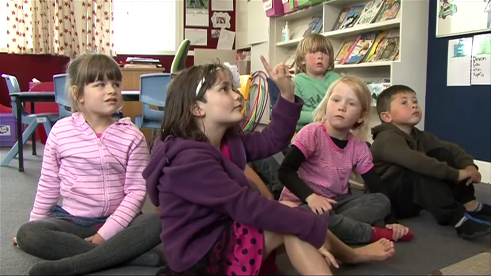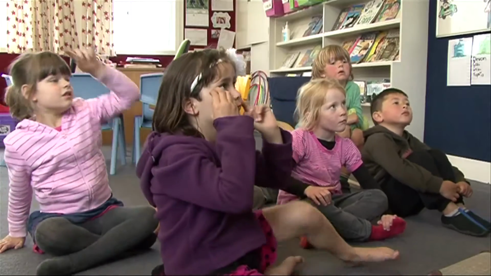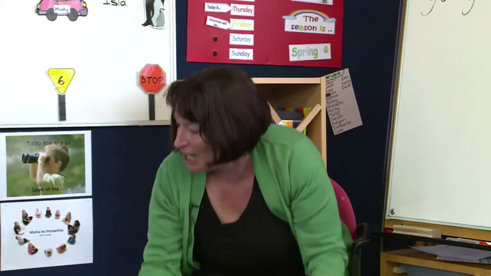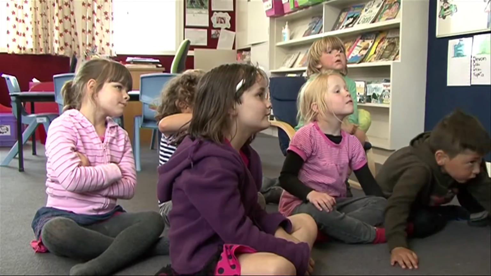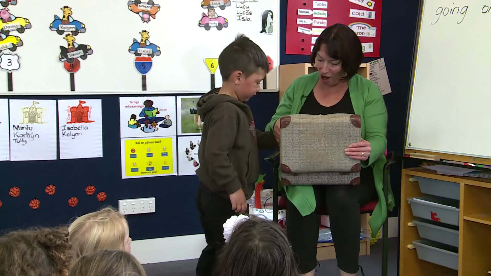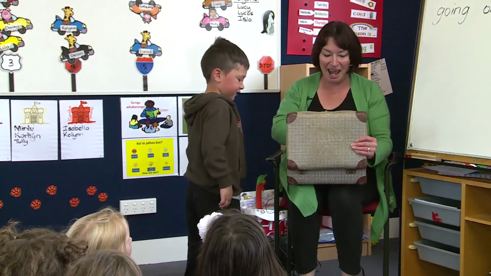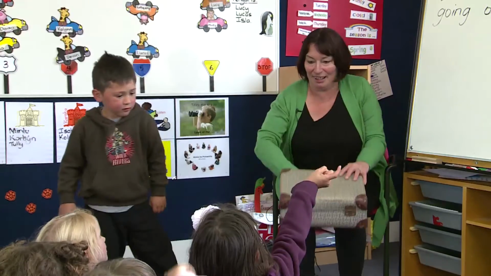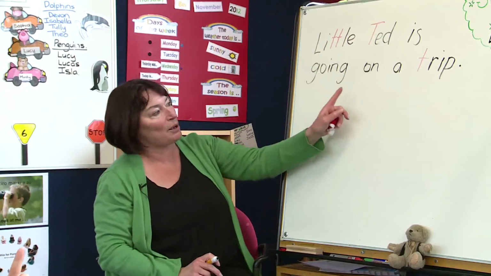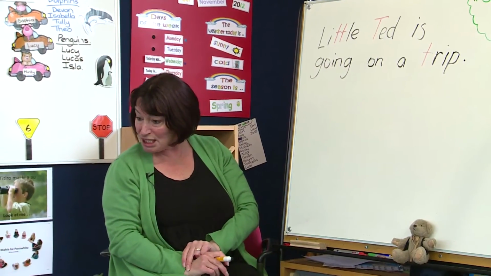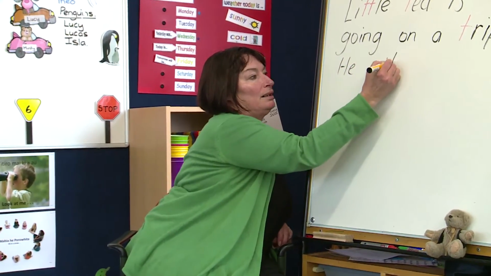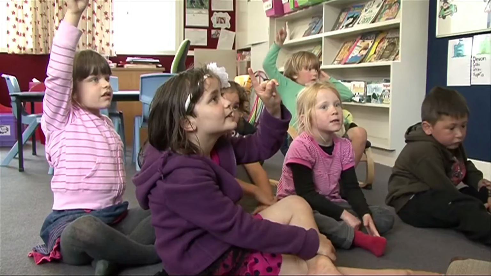Now, let's find out what he is going to take with him, shall we? You open the suitcase. Okay, let's see what he's going to take. I'm going to ask Colin to come up and take something out of the suitcase. What's he got? Oh, what's this? It's a hat. Okay, so let's write, what could we write next? Little Ted is going on a trip. He will take. Okay, let's just write that up. Who can help me with the word take?